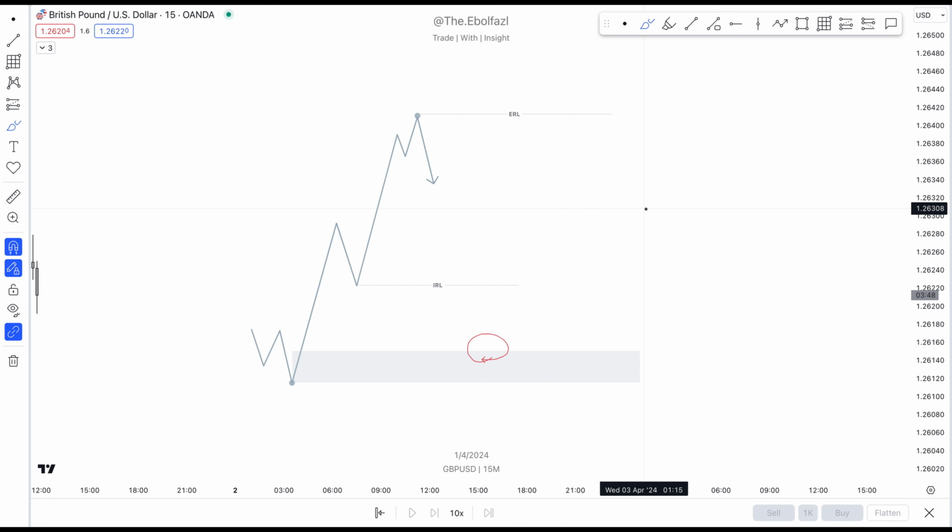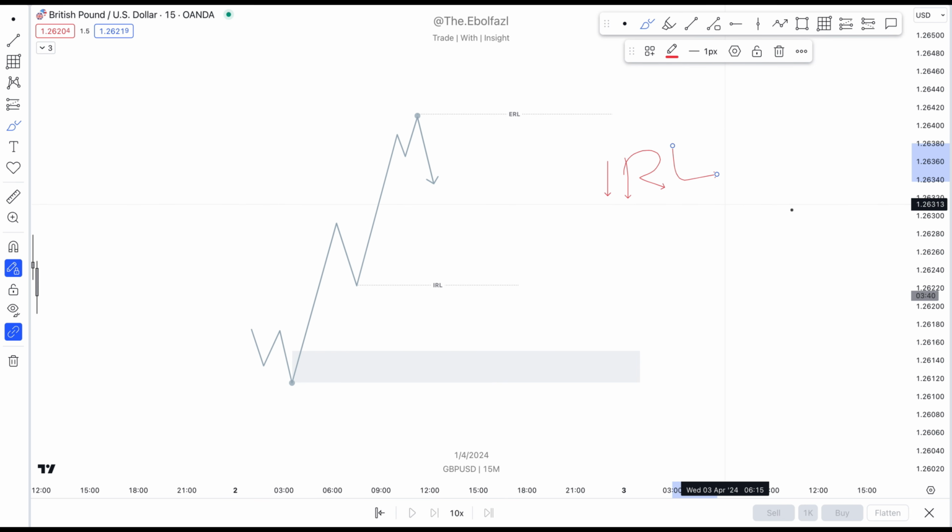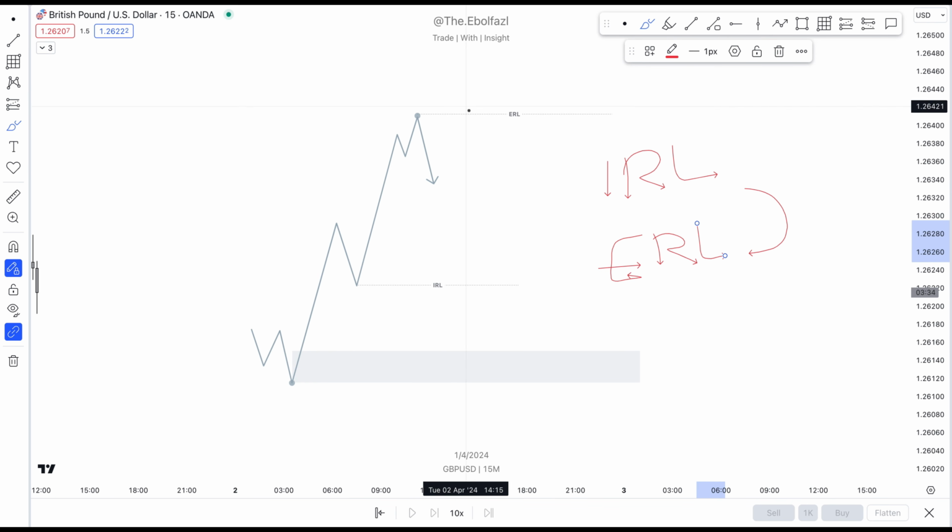Also, don't forget, we have a liquidity cycle. What is the liquidity cycle? Price is going to take up the internal range liquidity, and after price takes up the internal range liquidity, price will aim for external range liquidity. And after price takes up the external range liquidity, price is going to take up the internal range liquidity. This cycle never ends. This is the liquidity cycle.